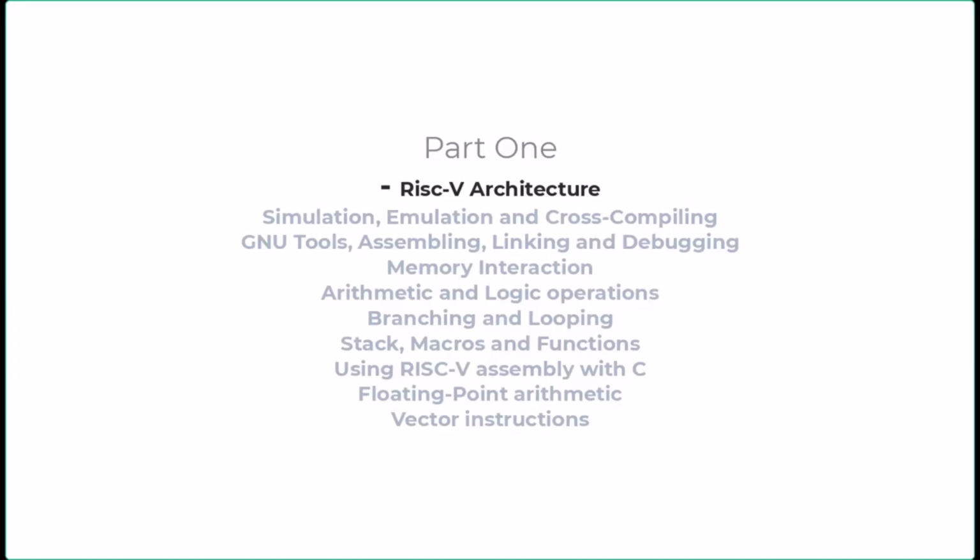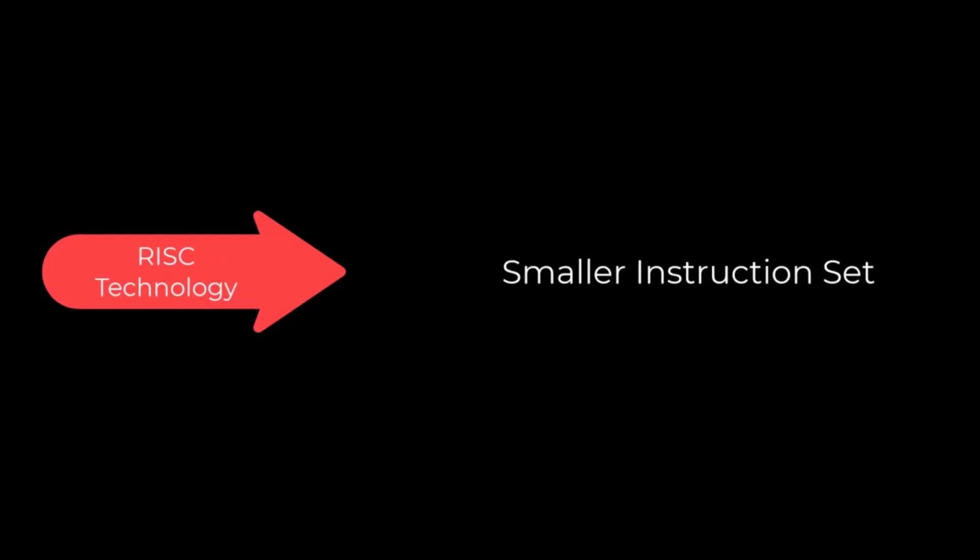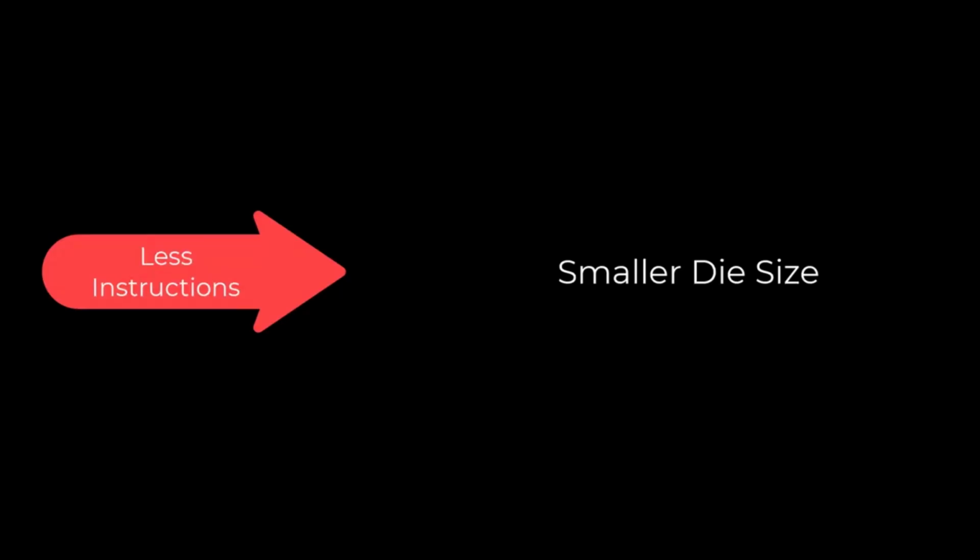RISC-V architecture. The design of RISC-V uses a reduced instruction set computer, RISC, architecture. RISC-V originated in 2010 as a project at the University of California, Berkeley. The suffix V indicates that it is the fifth generation. RISC technology design uses fewer instructions, and consequently features a smaller processor die size. This means lower power consumption, making it ideal for use in embedded systems.